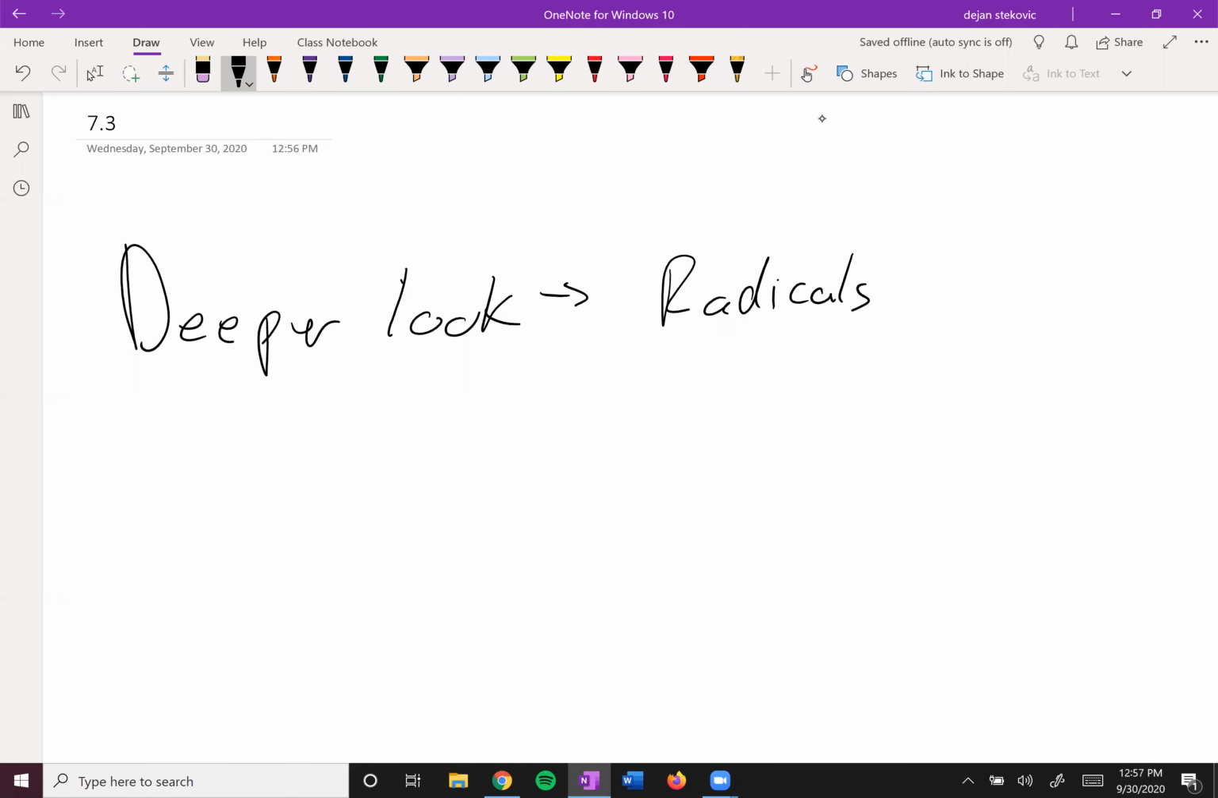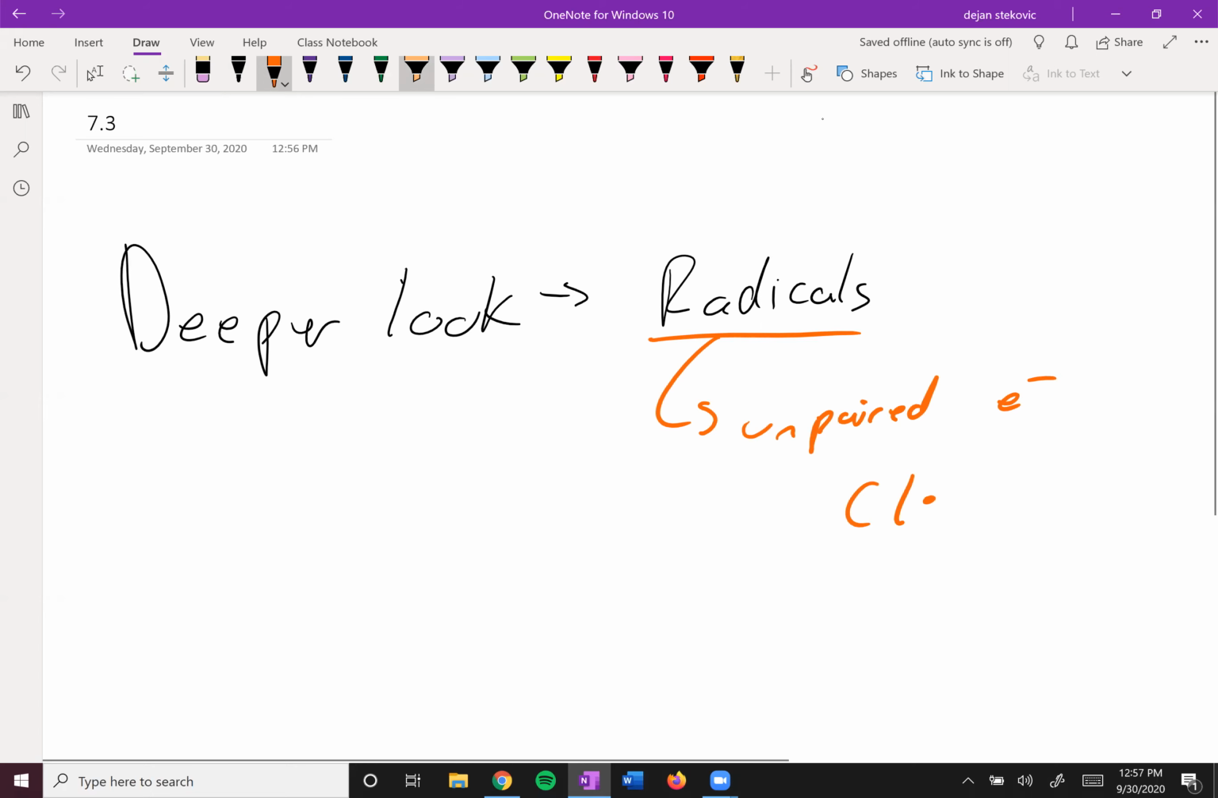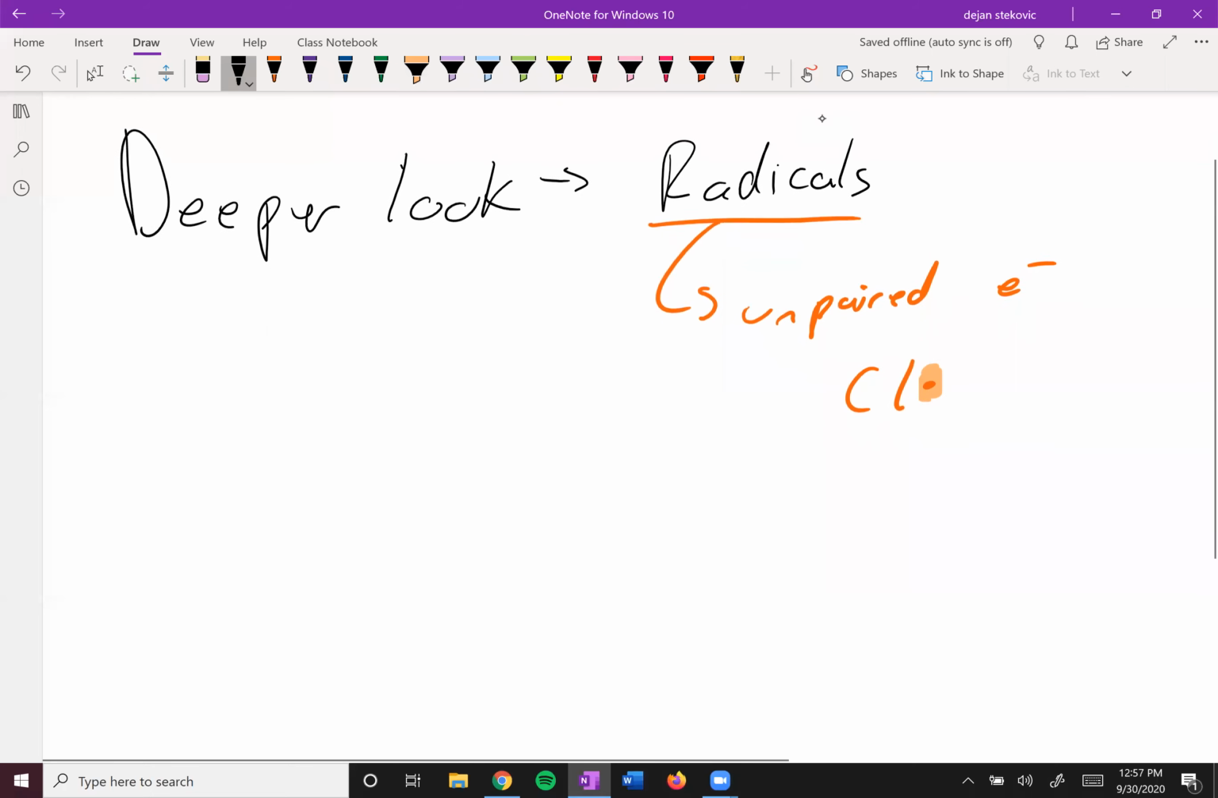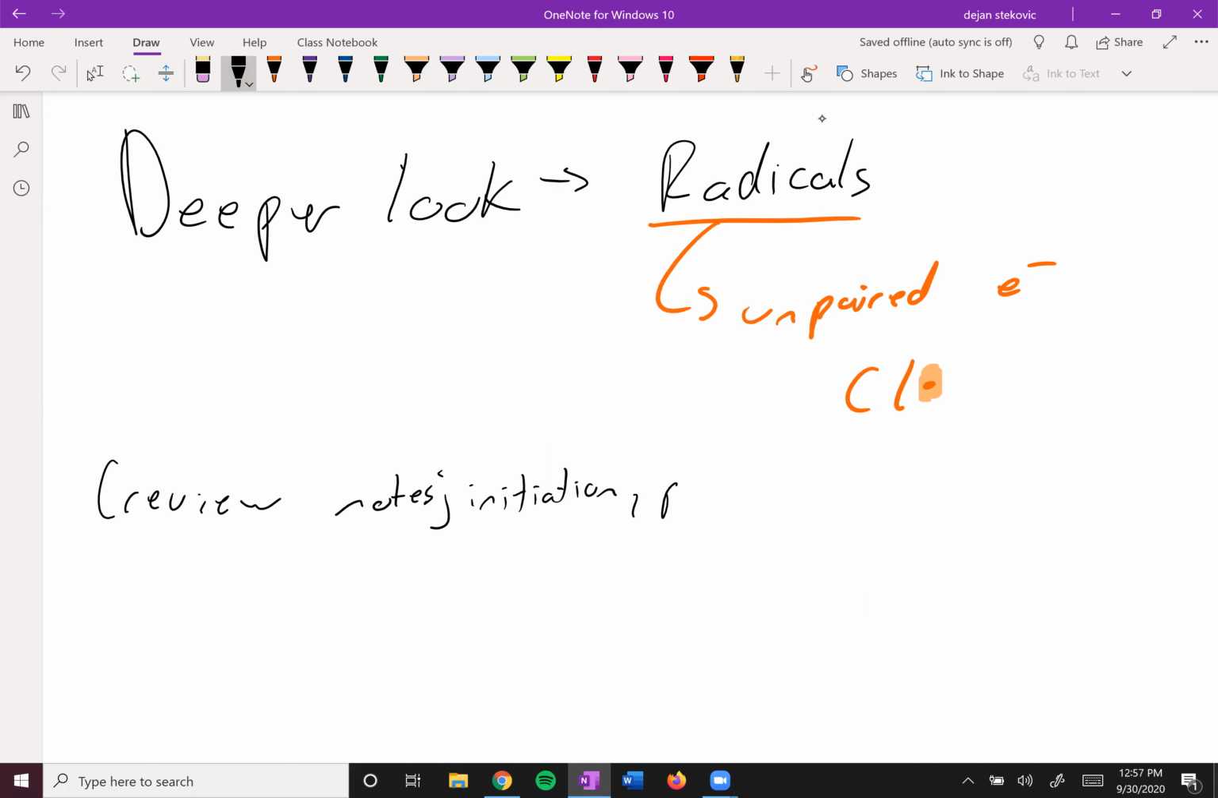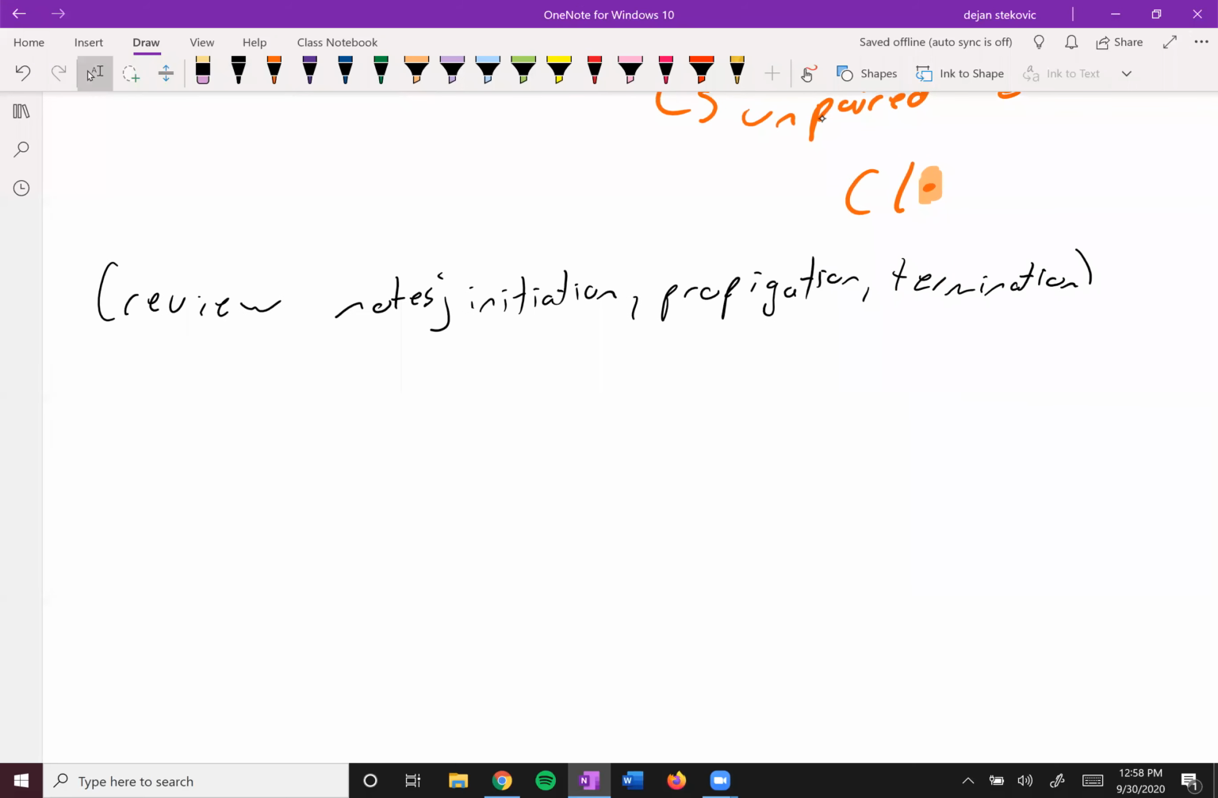All right, so before we move on to thinking about how we're going to make these organohalides, first we have to take a deeper look into radicals. So remember from our previous lessons, a radical is an unpaired electron, something like a chlorine with this electron. And so you want to review those notes. Remember the 3 steps of these radical reactions: initiation, propagation, and then finally termination. We're going to take a look at our radicals though.